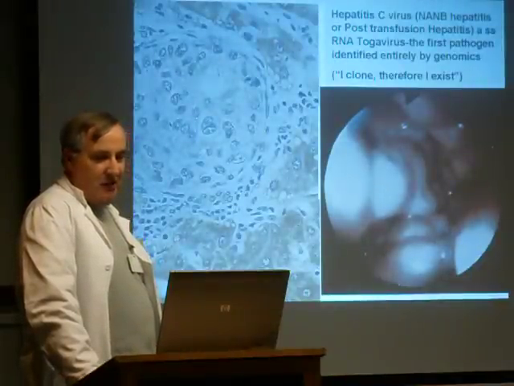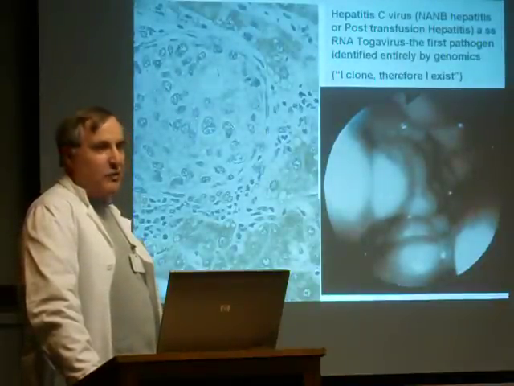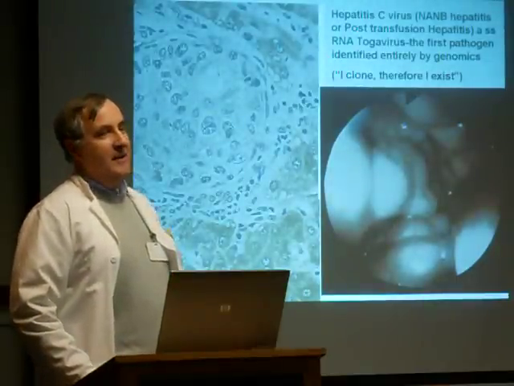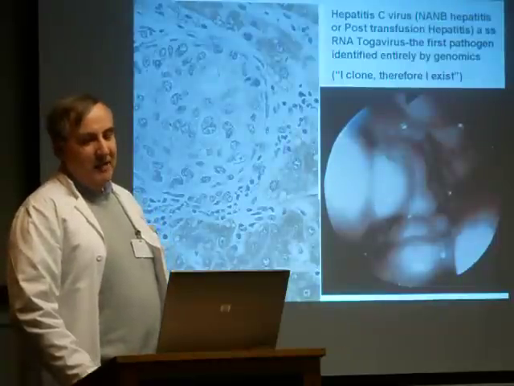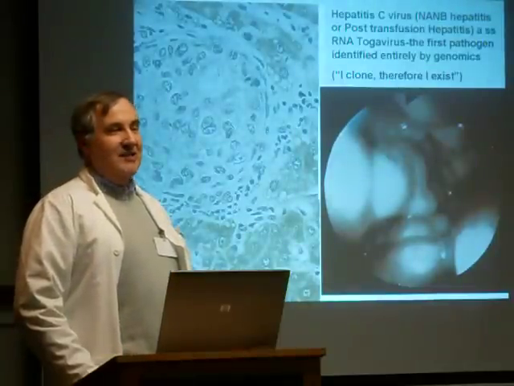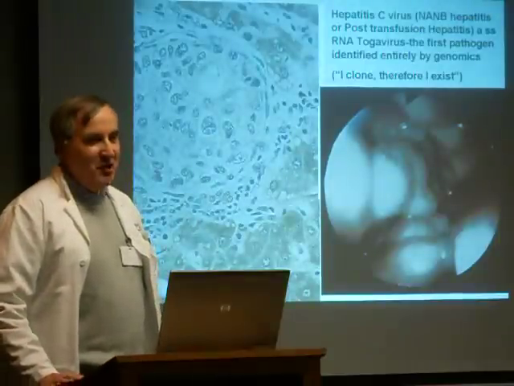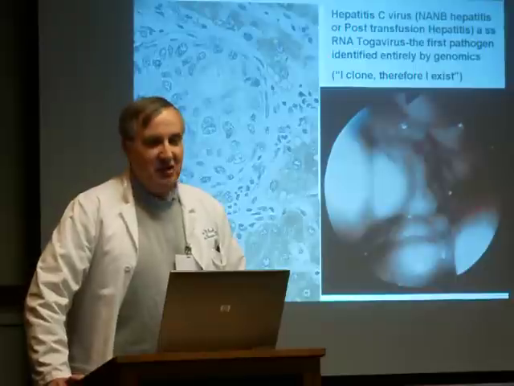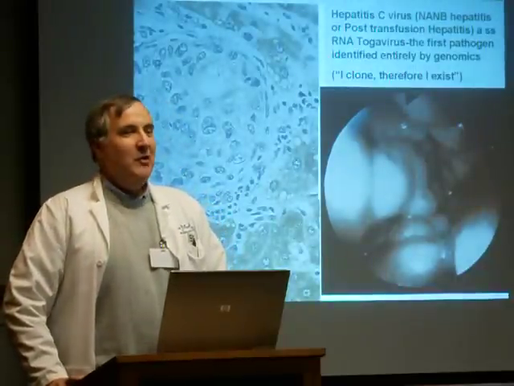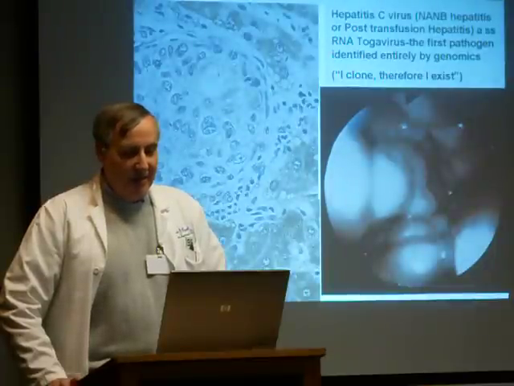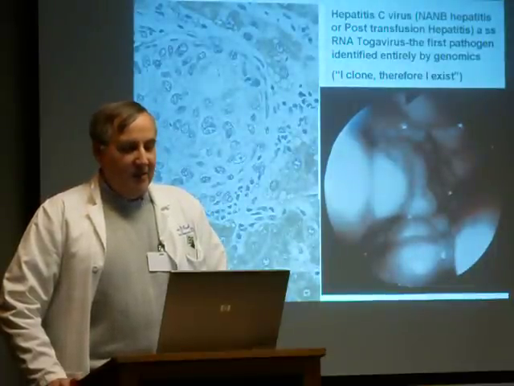Hepatitis C, I just have to mention, is the first genomic pathogen. So this is the first organism for which the statement is, I clone, therefore I exist. So this is the initial complete rejection of Koch's postulates. They could never grow this organism. People tried for a long time. A lot of people spent a lot of time trying to grow non-A hepatitis and were unsuccessful.